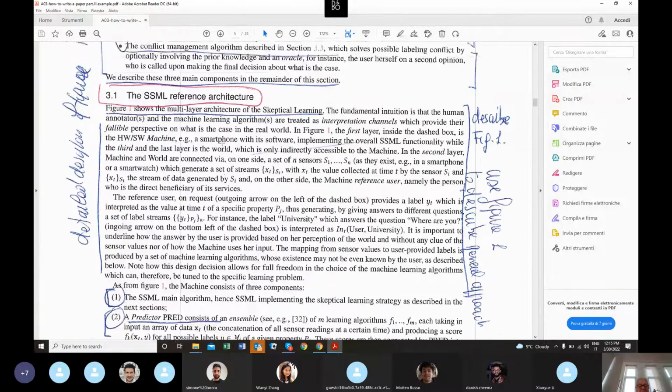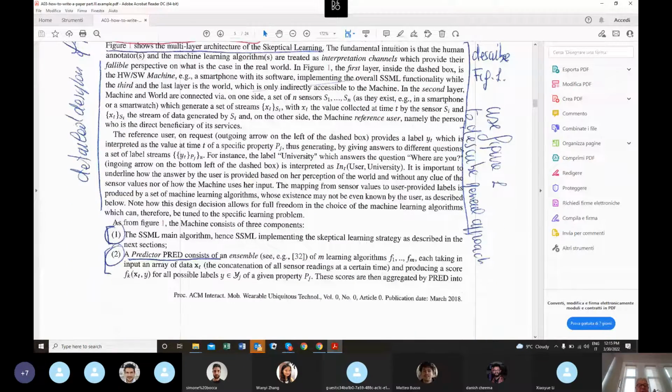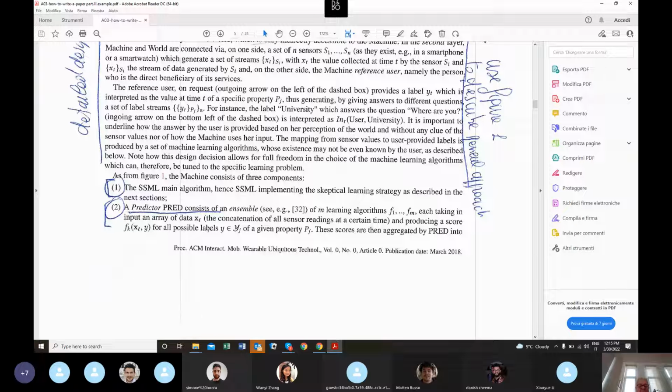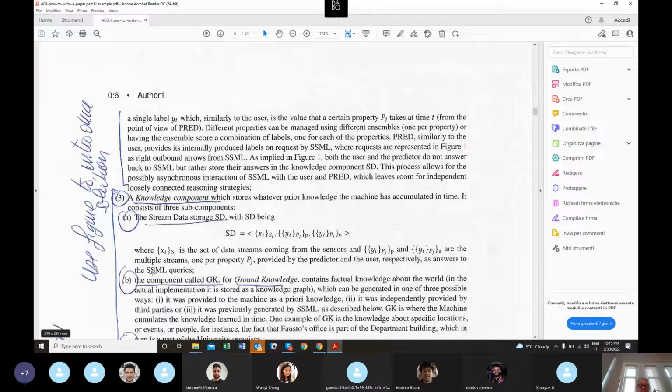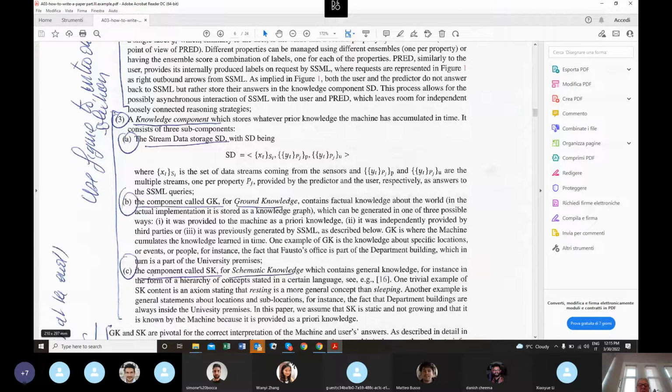And you see this issue of using the bullet points, I use it all the time. Sometimes you have 3 components and then you write the 3 components in the text. No. I have 3 components. You read here at the bottom: the machine consists of 3 components: the SMML algorithm, the predictor, and the knowledge component, which was rather complicated. Then we wrote some subtraction. So with A, B, C, we have a level 3 nesting.